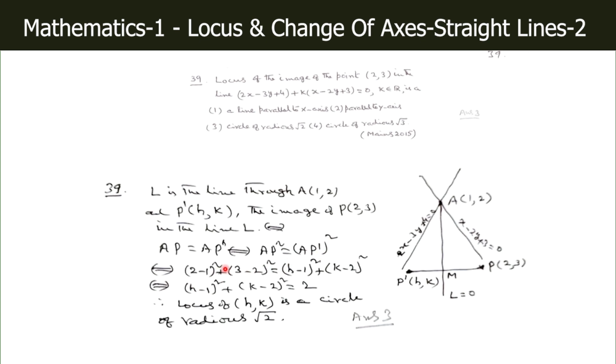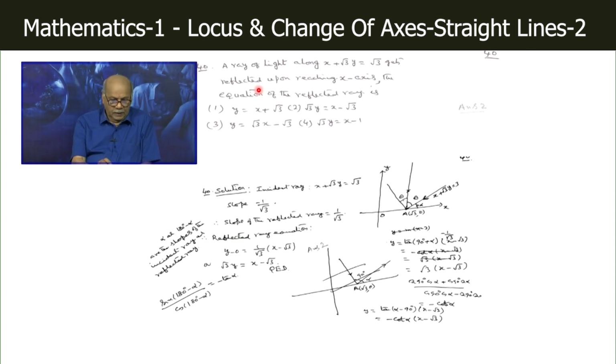Now use the distance formula: (2 minus 1) whole square plus (3 minus 2) whole square is equal to (h minus 1) whole square plus (k minus 2) whole square. That means the locus of (h,k) is a circle with center at (1,2) and radius root 2. So the correct option is option number 3.